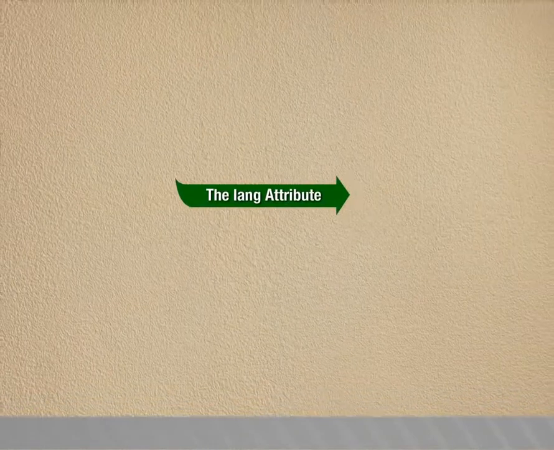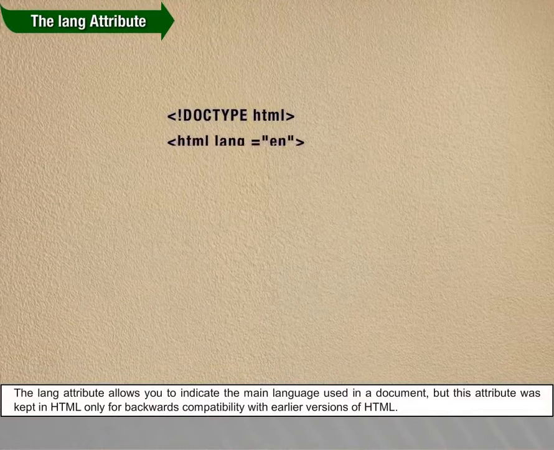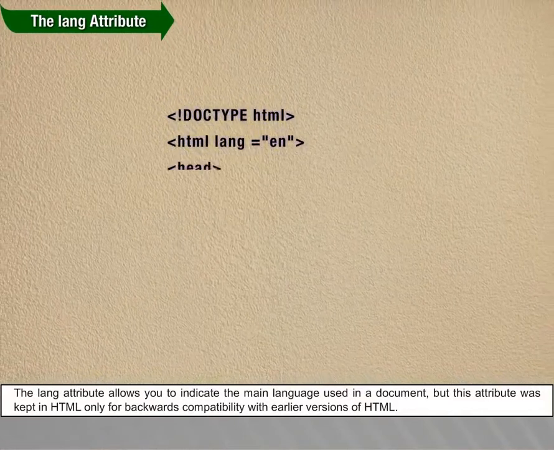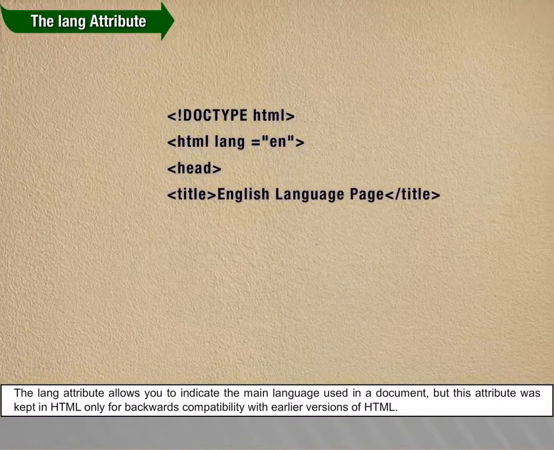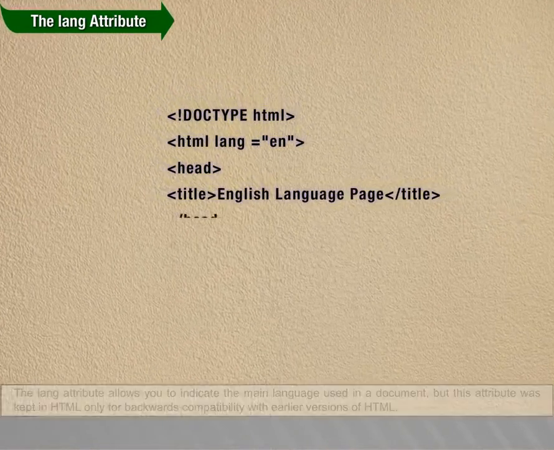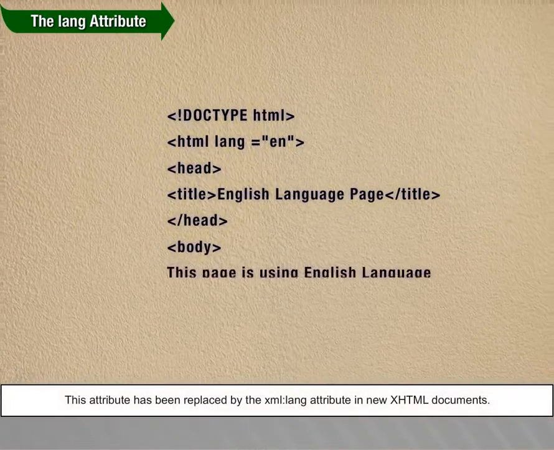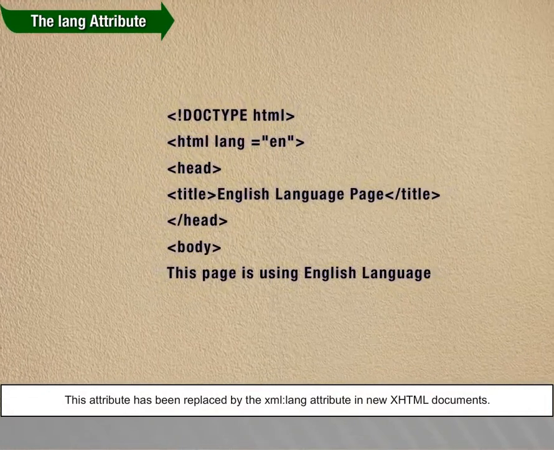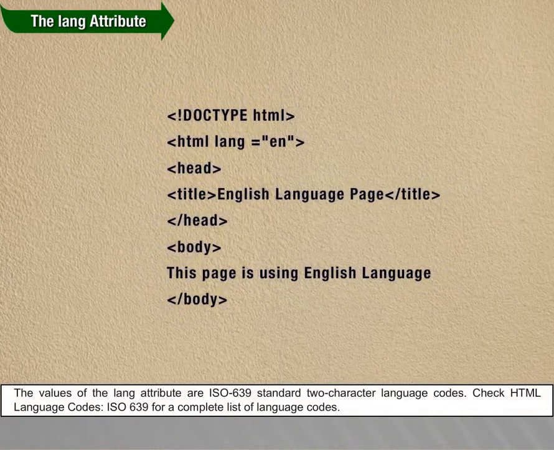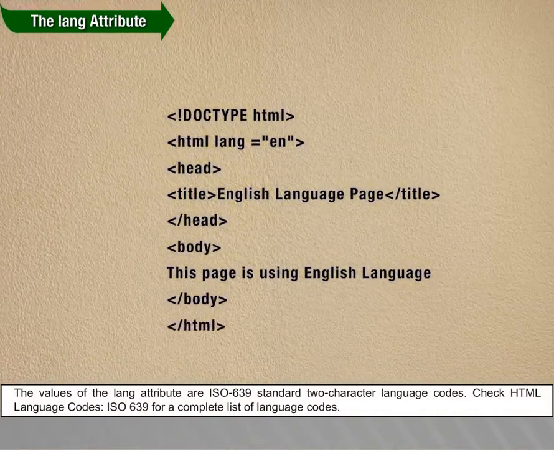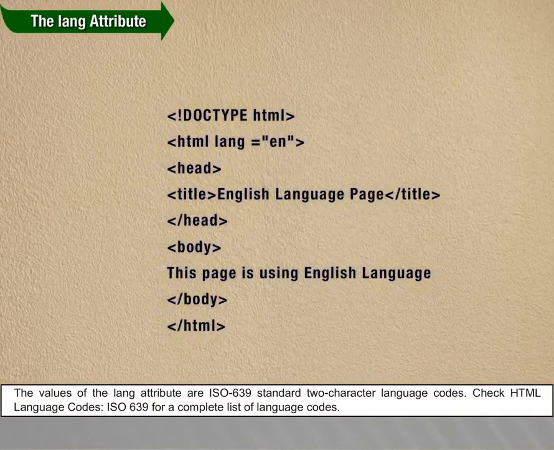The lang attribute. The lang attribute allows you to indicate the main language used in a document, but this attribute was kept in HTML only for backwards compatibility with earlier versions of HTML. This attribute has been replaced by the xml:lang attribute in new XHTML documents. The values of the lang attribute are ISO 639 standard 2-character language codes. Check HTML language codes ISO 639 for a complete list of language codes.